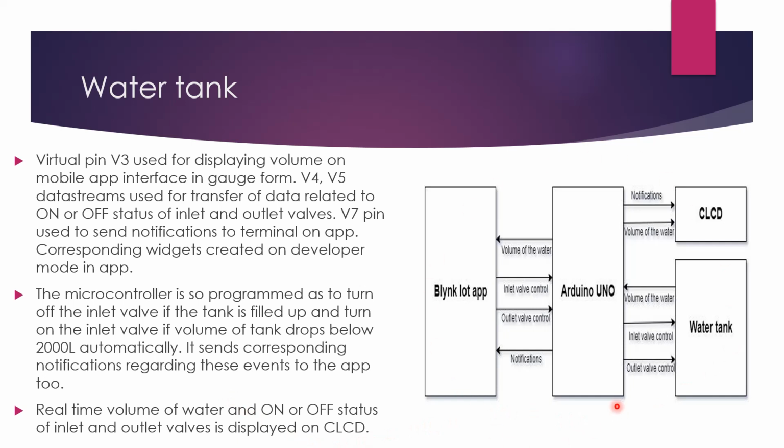This here is a block diagram. So the Arduino Uno sends information regarding volume of water obtained from the serial tank to the Blynk IoT app, and the app in turn controls the inlet valve and the outlet valve through these data streams. It also sends notifications back to the app, and Arduino Uno further transfers inlet and outlet valve conditions onto the water tank so as to control it. Notifications and volume of the water are also displayed on the character LCD.